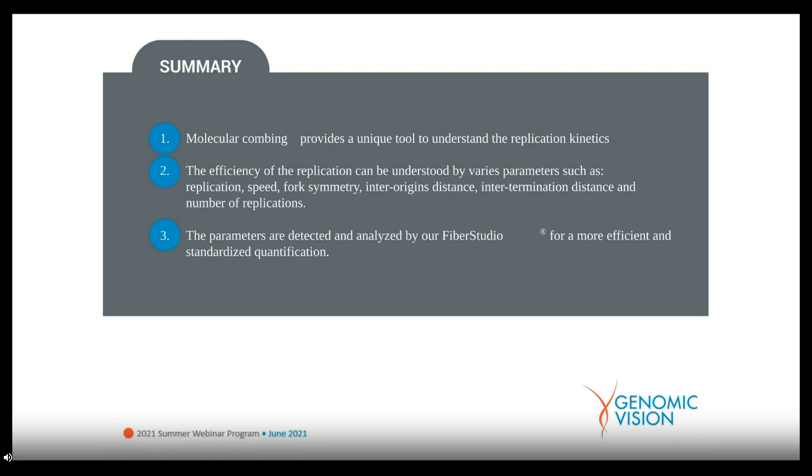So we are at the end of this first part of the seminar. And we spoke about molecular combing, a unique tool to understand the replication kinetics. We saw the efficiency of replication that can be understood by using our RCA and all the different parameters that give a deep understanding of the mechanistic events happening on the replication itself. So that will bring an understanding of the replication kinetics and a comparison between different kinds of cells, for example, normal and cancer cells, and then the parameters that are detected and analyzed by our FiberStudio software in order to help in your analysis and make it more standard.